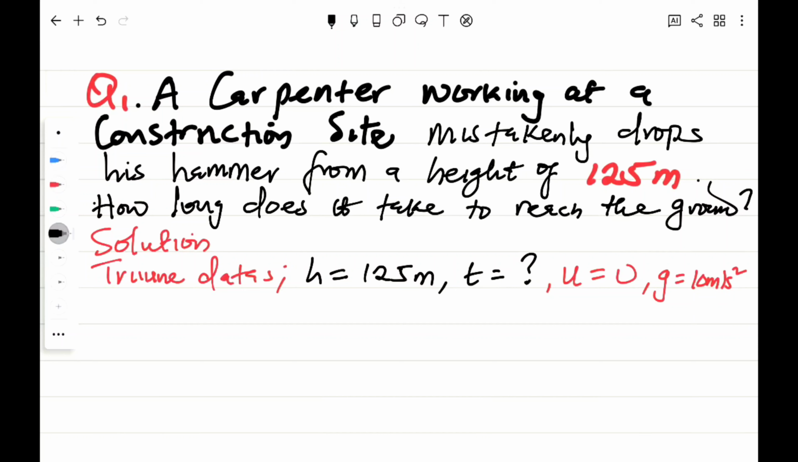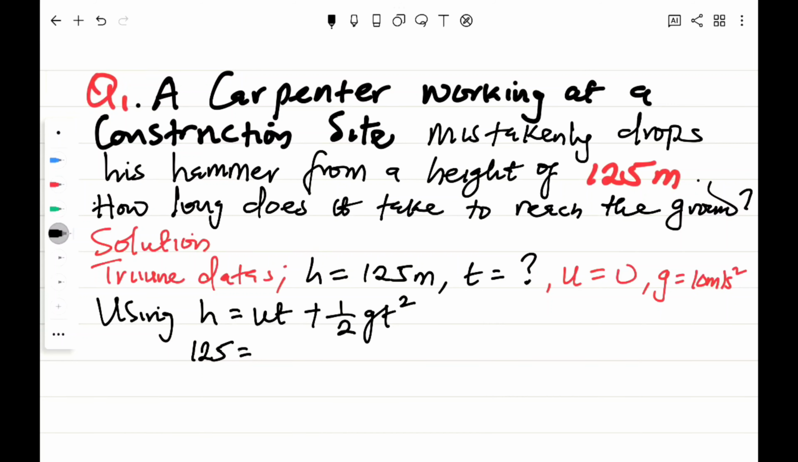So which formula do you think can be used to solve this problem? I'm going to be using s, which is the same thing as h. But we use h is equal to ut plus 1 over 2 gt squared. That is the second equation of motion. Okay, this is carved out from the second equation of motion. So if we are using this by substitution, our h is 125. So 125 is equal to 0 times t plus 1 over 2 times 10 times t squared.